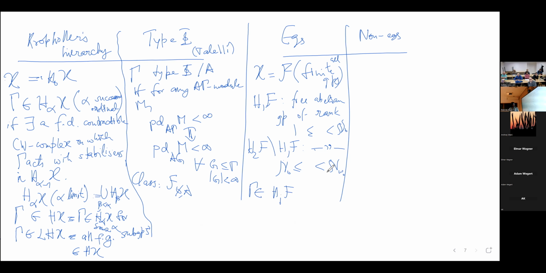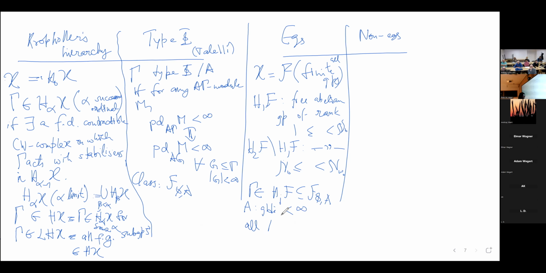It is easy enough to show that H1F is actually a subclass of this F phi A. If gamma is in H1F and I'm taking A to be of finite global dimension, then all A gamma modules have complete resolutions. So I can play with this stable category construction at my own will, very, very happily.